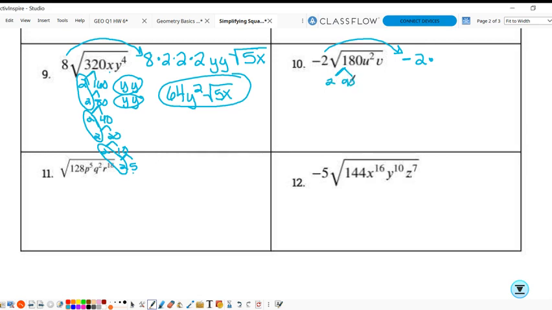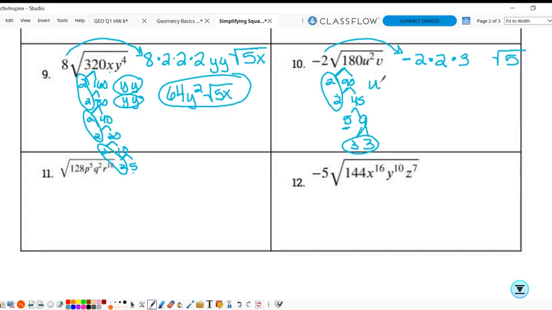2 and 90. 2 and 45. 5 and 9. Ooh. And 3 and 3. I have a pair of 2's, so that's outside the radical. I have a pair of 3's, that's outside the radical. My single 5 is going to be in the radical.